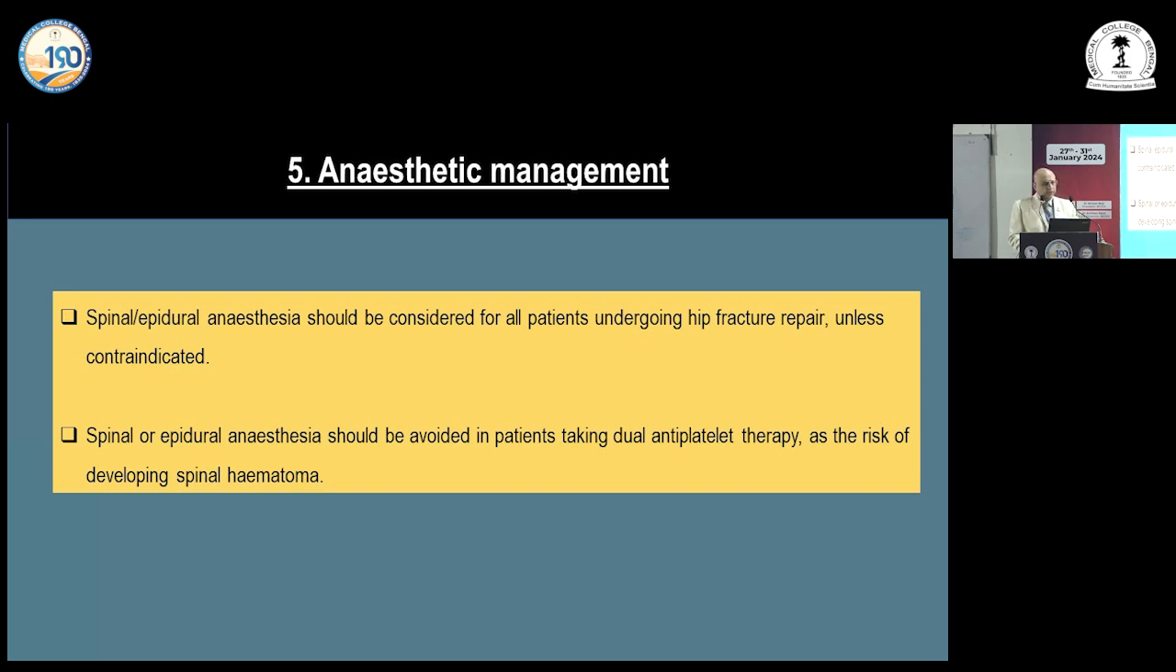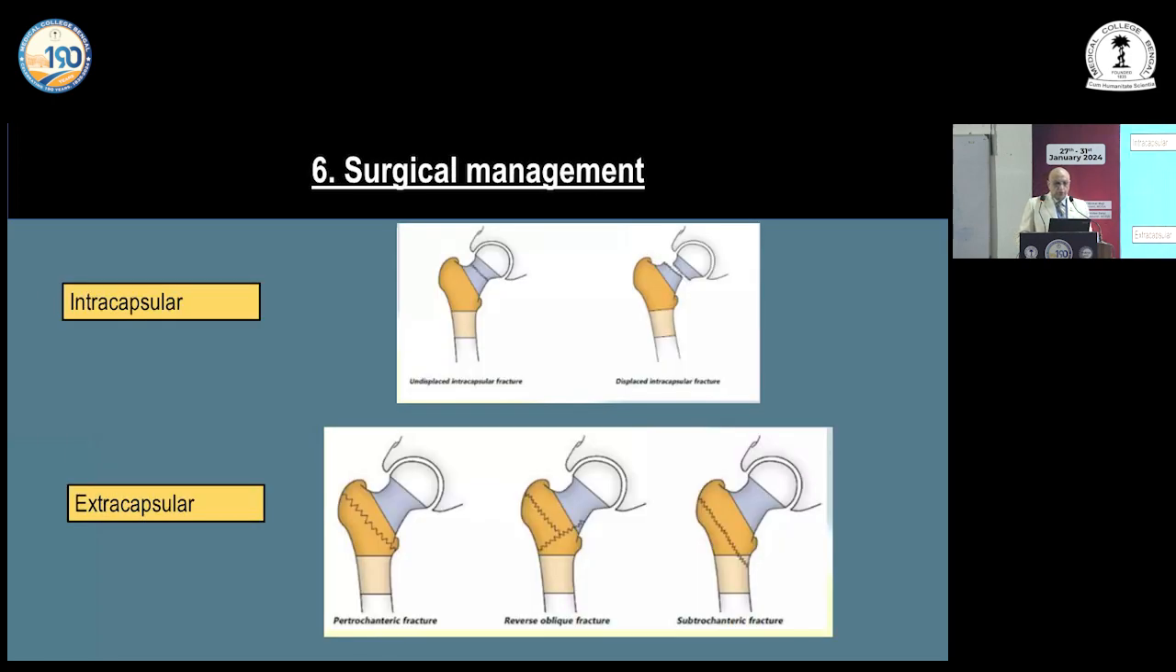Anesthetics: the ideal anesthesia is usually spinal or epidural anesthesia, if it is not contraindicated. If it is contraindicated, then surgery can be taken up under general anesthesia as well. Spinal and epidural anesthesia should be avoided in patients taking dual antiplatelet therapy. That is the specific contraindication, because of the chance of spinal hematoma, so it should be avoided.